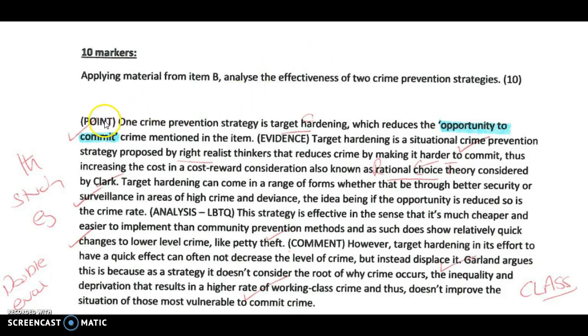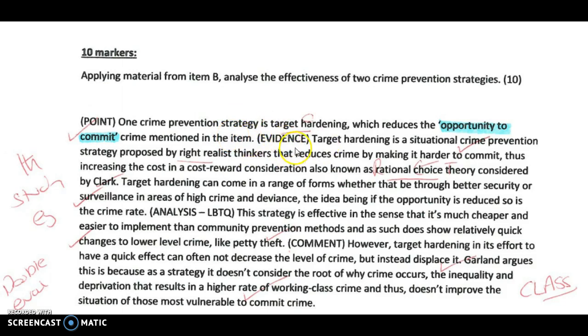So she starts off with the point, which is the hook from the item. One crime prevention strategy is target hardening, which is reducing the opportunity to commit crime. Clear link to the item. From evidence from last year, you could use a synonym, you could put it in your own words, it didn't have to be a direct quote, but just to make it really obvious so there's no confusion, signpost it for the examiner to have a look at.